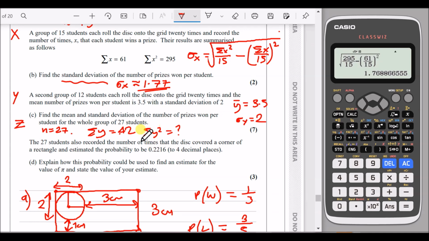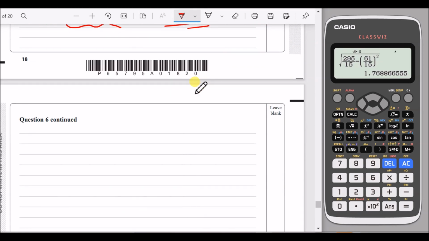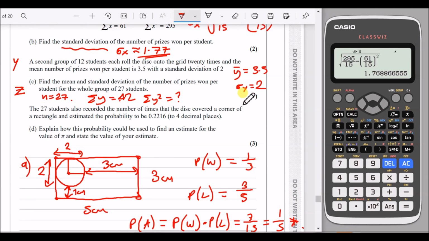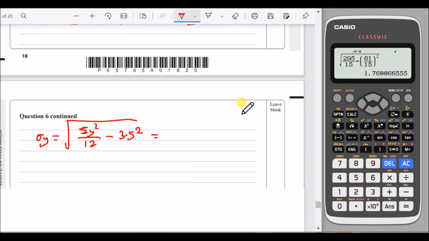Now for the sum of y squared, we need to somehow incorporate standard deviation. So we're going to kind of copy out this formula here, yeah? So let's do it over here on the next page. We can say that sigma y equals the square root of the sum of y squared over 12, take away the mean squared. We know what the mean of y is. The mean of y is given to be 3.5, so it'll be take away 3.5 squared, all of that square root. And this is supposed to equal the sigma y value of 2.